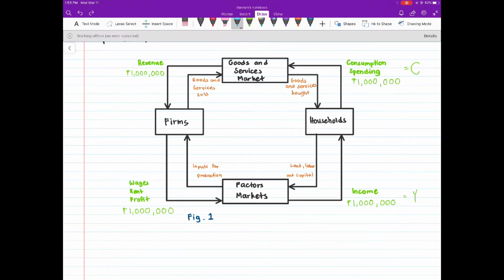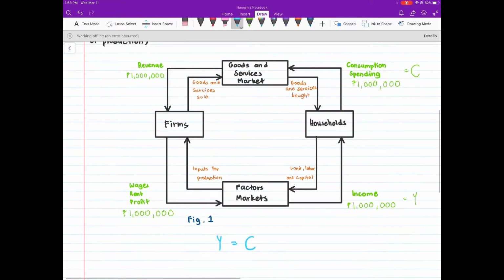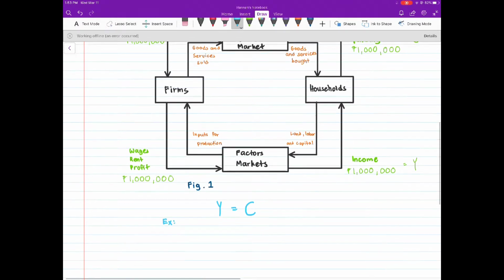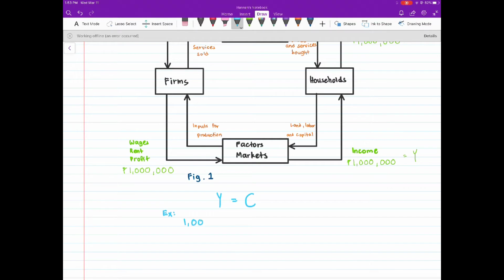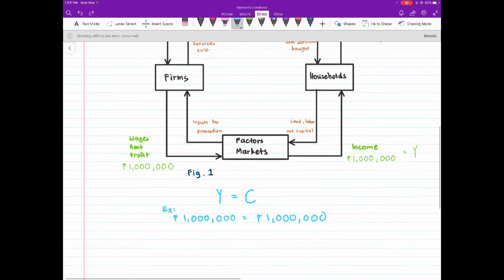So the main idea that this represents is that Y equals C, which means that income is also equal to consumption spending. To make it a lot more elaborate, let's put this example over here. It's going to be 1 million, which is the Y, which is also equal to 1 million, which is the consumption spending.